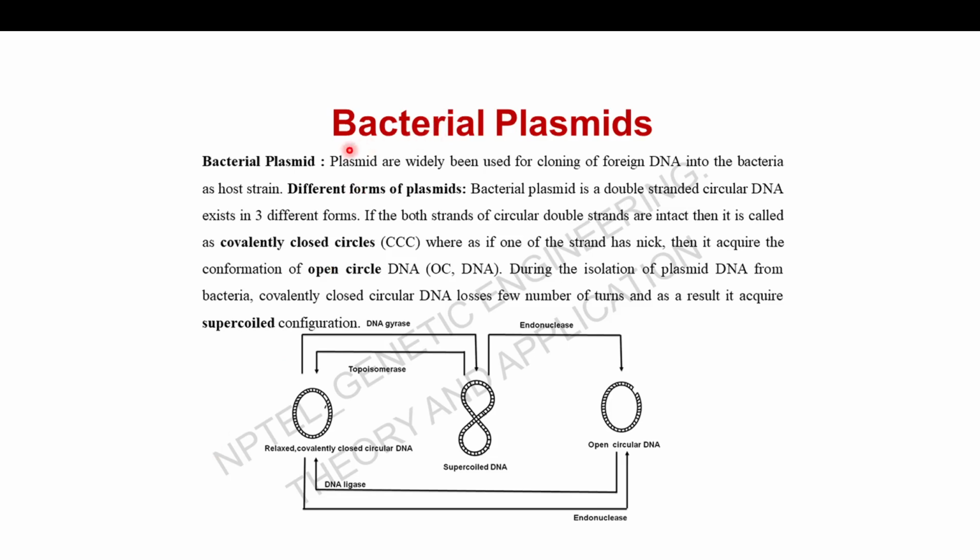In bacterial plasmids, plasmids are widely used for cloning of foreign DNA into the bacteria as host strain. There can be different forms of plasmids. When you purify a plasmid, as we saw in plasmid purification in the previous week, you should check the absorbance ratios of the obtained plasmid as well as check it running on an agarose gel to see how it looks. On the gel, undigested plasmids usually can take on multiple forms.